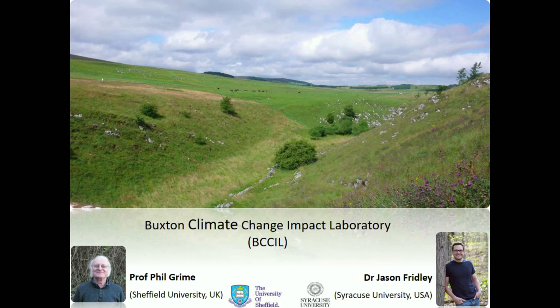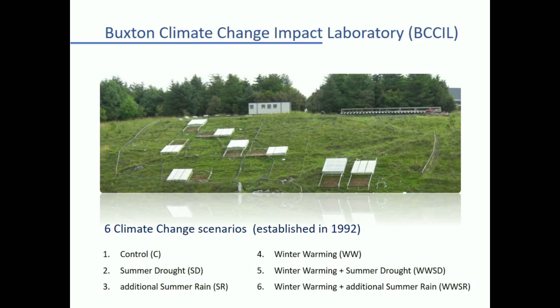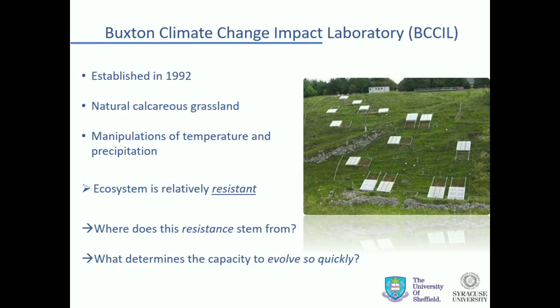So we had a unique opportunity to test this in a long-term climate change experiment, the Buxton climate change experiment. This was set up by Phil Grime and others in 1992, and also Jason Fridley. In this experiment, on a calcareous grassland on a hilly slope, different climate change scenarios were applied, focusing on drought, summer rain, winter warming, and the combined treatments. What they found was quite remarkable, because the species community turned out to be relatively resistant to these climate change treatments.